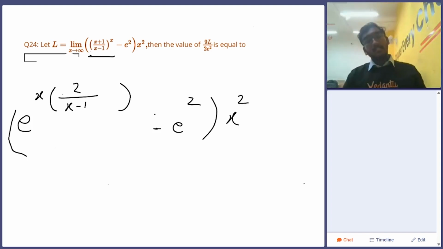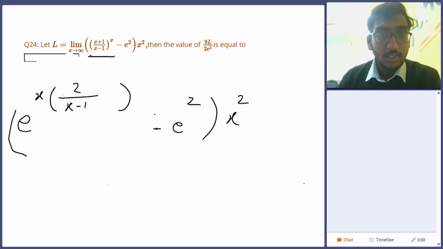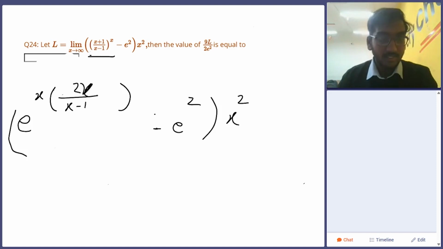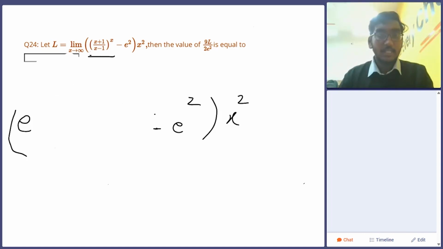The expression is multiplied with x square. So we will observe that this is actually 2x by x minus 1. Okay, this is nothing but 2x by x minus 1. I think the slide is lagging. This x I will remove it from here. It is basically e power 2x by x minus 1 minus e square, right?